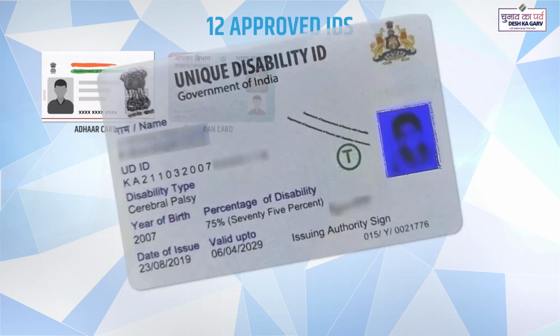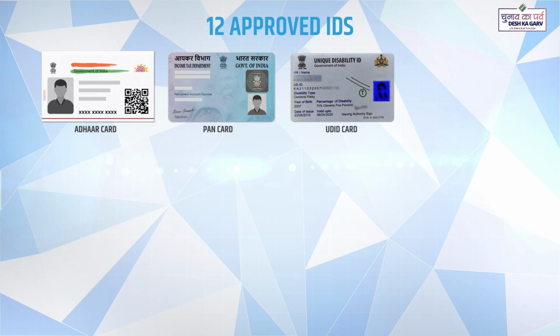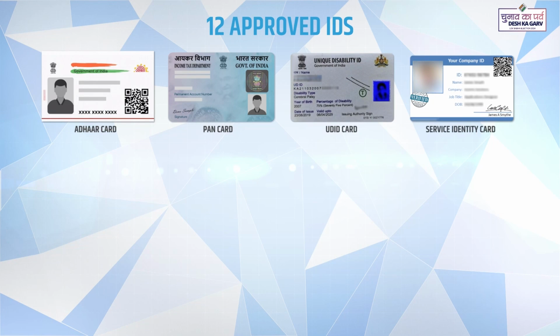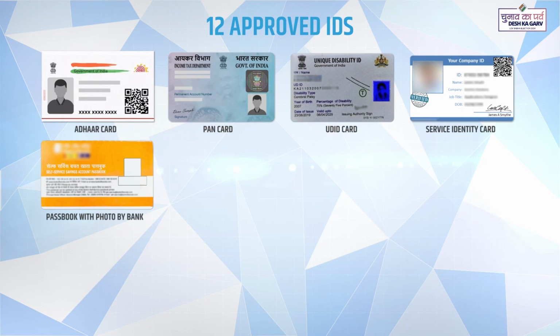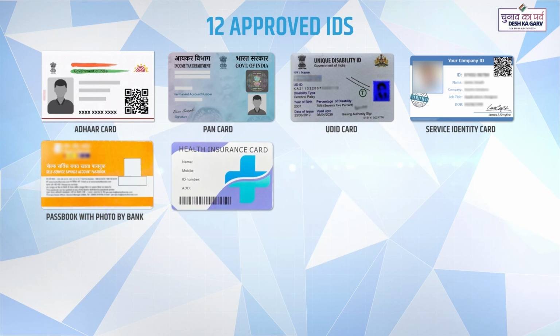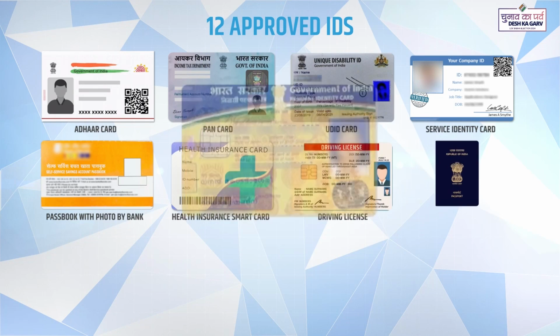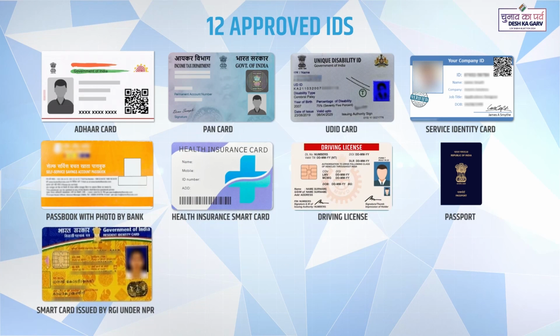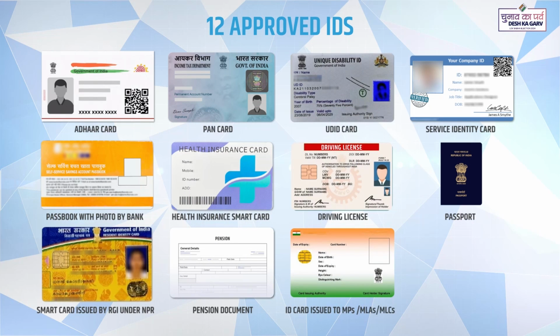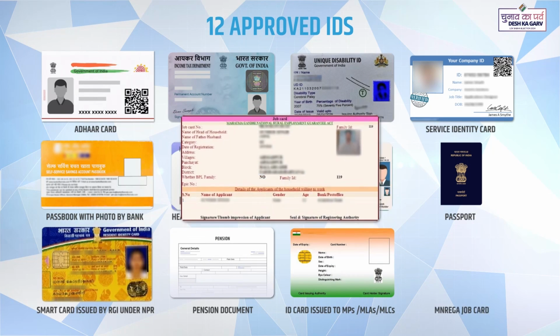Aadhaar card, PAN card, Unique Disability ID, UDID card, Service Identity Card, passbooks with photograph issued by bank or post office, Health Insurance Smart Card issued under the scheme of Ministry of Labour, Driving License, Passport, Smart Card issued by RGI under NPR, Pension Document, Official Identity Card issued to MPs, MLAs, MLCs, Manrega Job Cards.